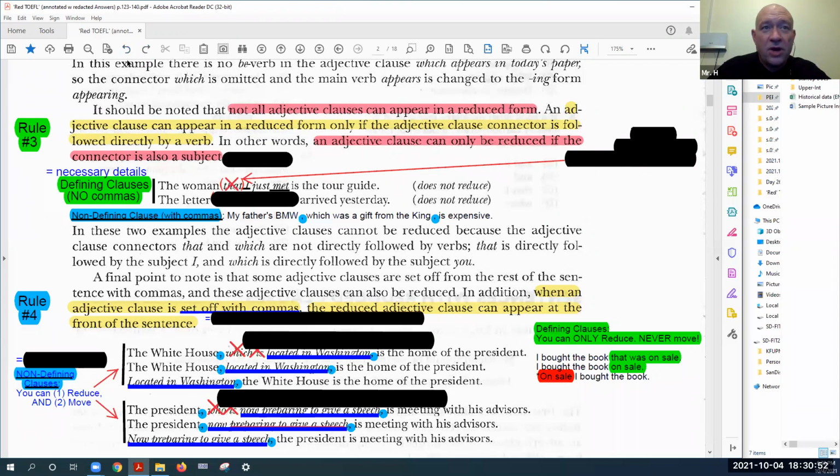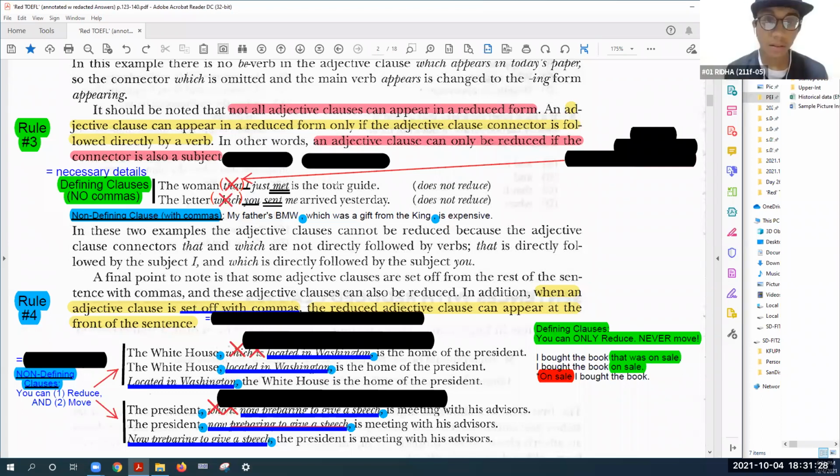Read this example, Harvey. The woman that I just met is the tour guide. Which woman? That I just met. Now it's clear, right? Gentlemen, now it's clear. Which woman? That I just met. It's clear. All right. Rita, I want you to do the second one, the letter.